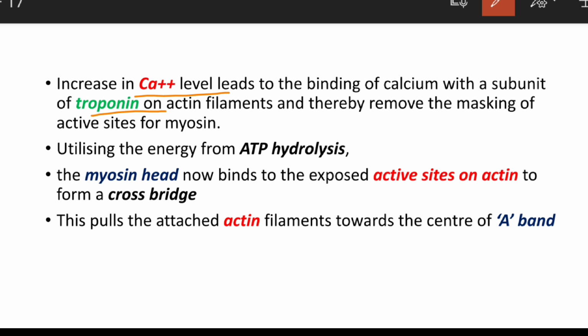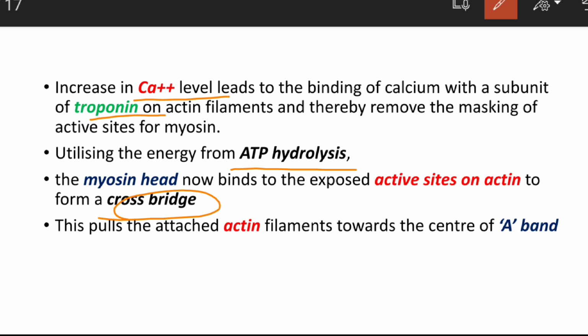for the myosin. Utilizing the energy from ATP hydrolysis, the myosin head now binds to the exposed active sites of an actin to form the cross bridge. So this will pull the attached actin filaments towards the center of the A band.